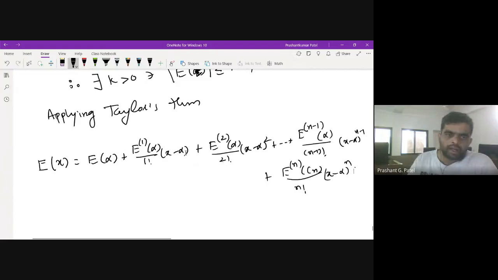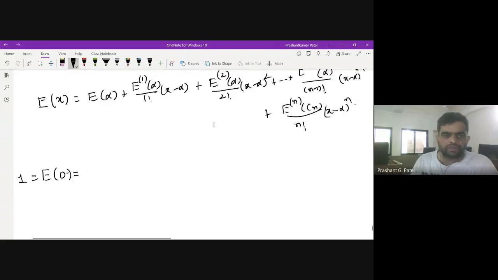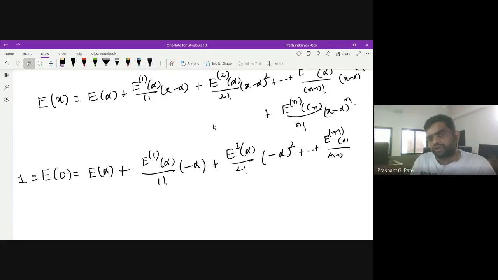Now I'm putting x is equal to 0 here, and this is true for any x which is in the interval J alpha, so in particular E of 0, and we know that E of 0 is 1. So as per this expression, it gives me E of alpha plus E first derivative of alpha upon 1 factorial, x is 0 so it is minus alpha, plus E second derivative of alpha upon 2 factorial times minus alpha squared, and so on up to E n minus 1 derivative of alpha upon n minus 1 factorial times minus alpha power n minus 1, and the last term is c_n upon n factorial, nth derivative of that, times minus alpha raised to n.